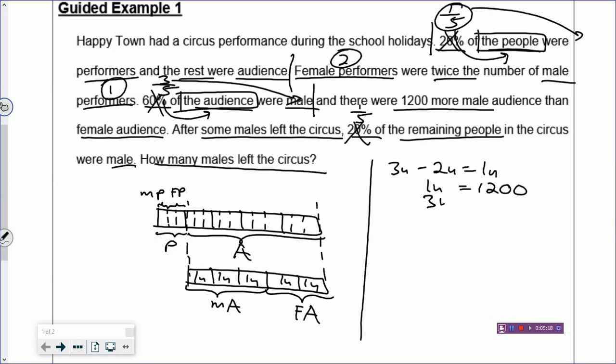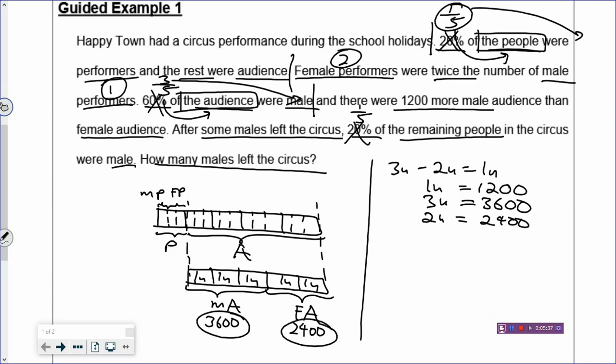You can find how many male audience, which is 3600. So you put down 3600 male audience. You can also find how many female audience, which is 2 units, and that will be 2400. And you can put down 2400. All right. Okay, and not only that, you can also find many more things.